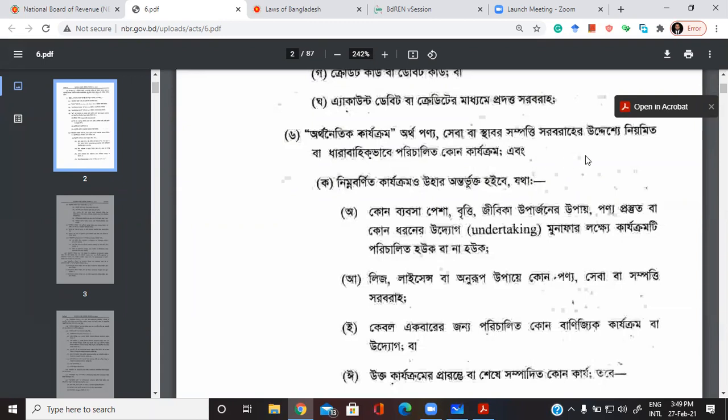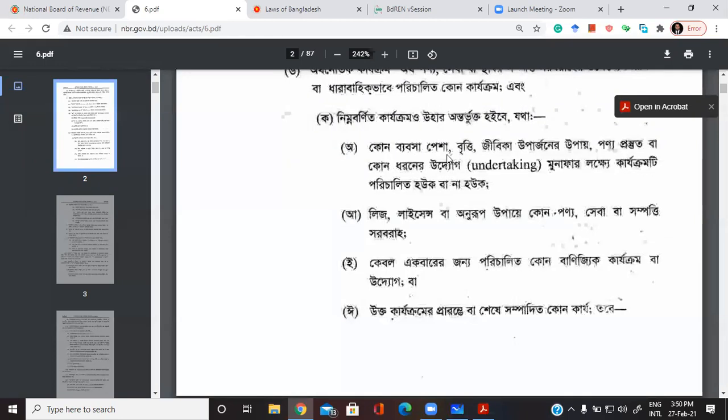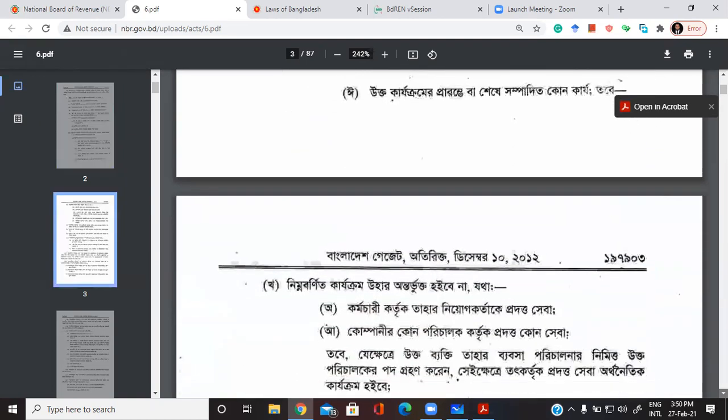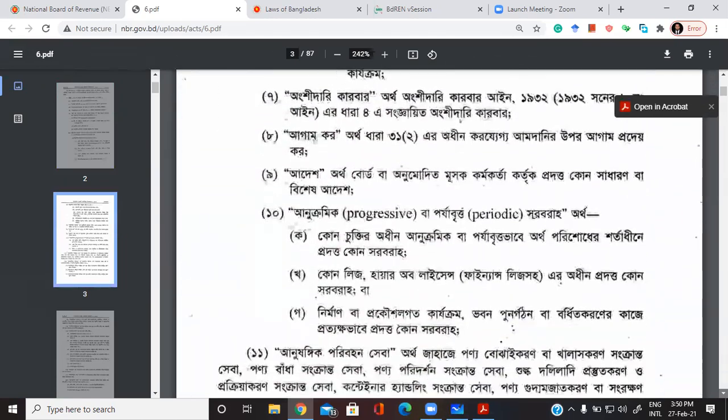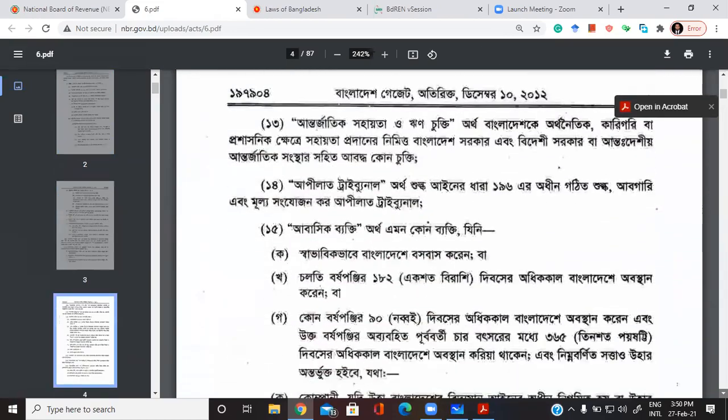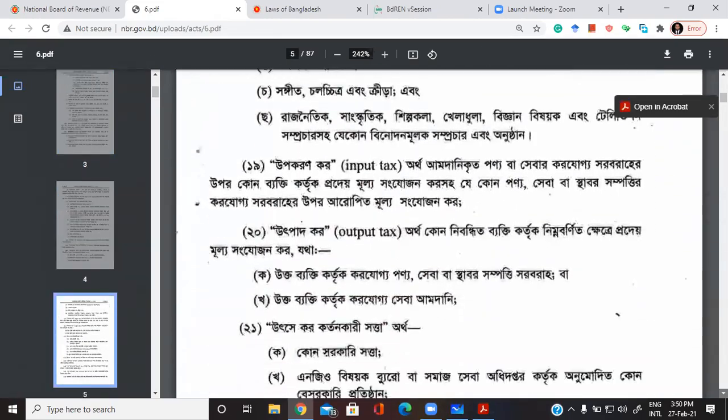Other than this, if you are engaged in any profession, any occupation, any income generating activity where you are undertaking for the purpose of producing goods, or you are taking lease, or you have taken license for supplying goods, services, or you have some commercial activities you transform. This kind of economic activities is kind of self-explanatory. If I ask you what is economic activity, this is very self-explanatory.